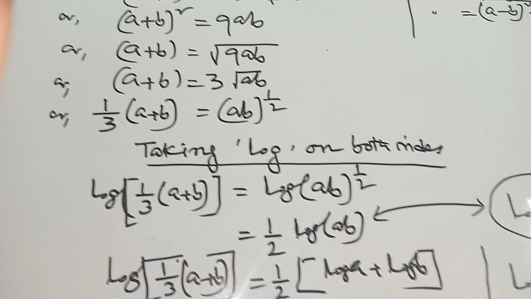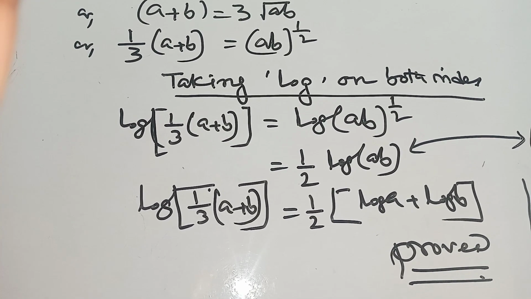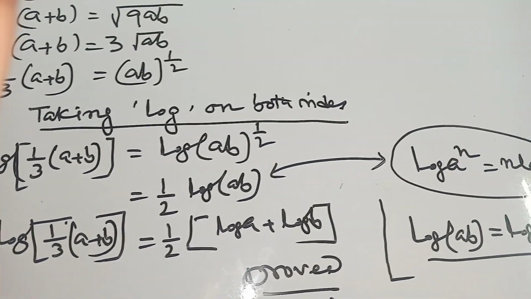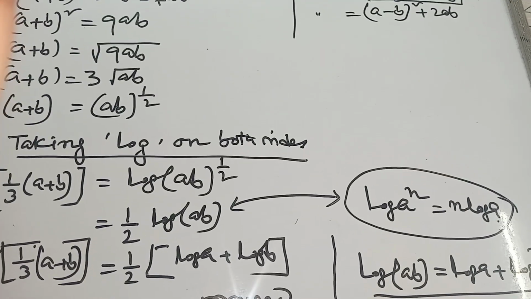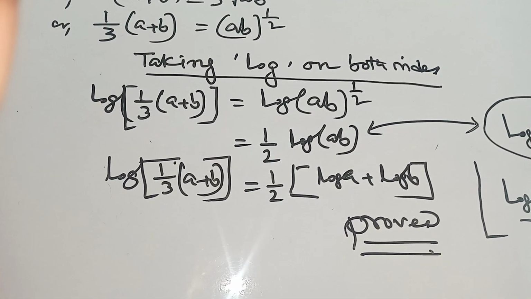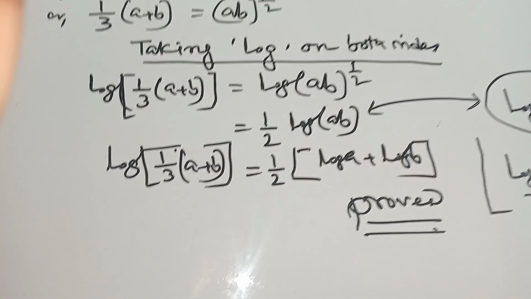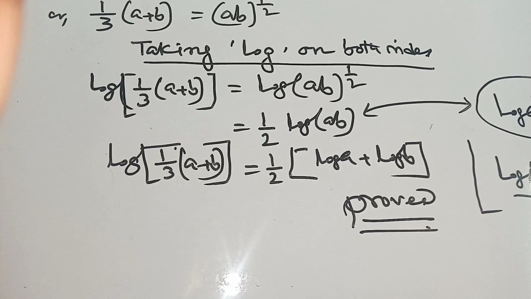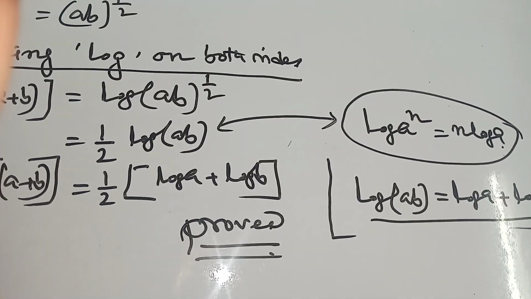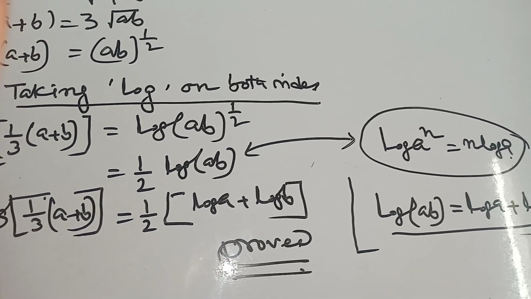Now taking log on both sides. Log of 1 by 3 (a plus b) equal to log of (ab) whole to the power half. Then half will come first because the formula of log a to the power n equal to n log a. Then log of 1 by 3 (a plus b) equal to 1 by 2 times log ab. By the product formula, log ab equal to log a plus log b. That means half of (log a plus log b).